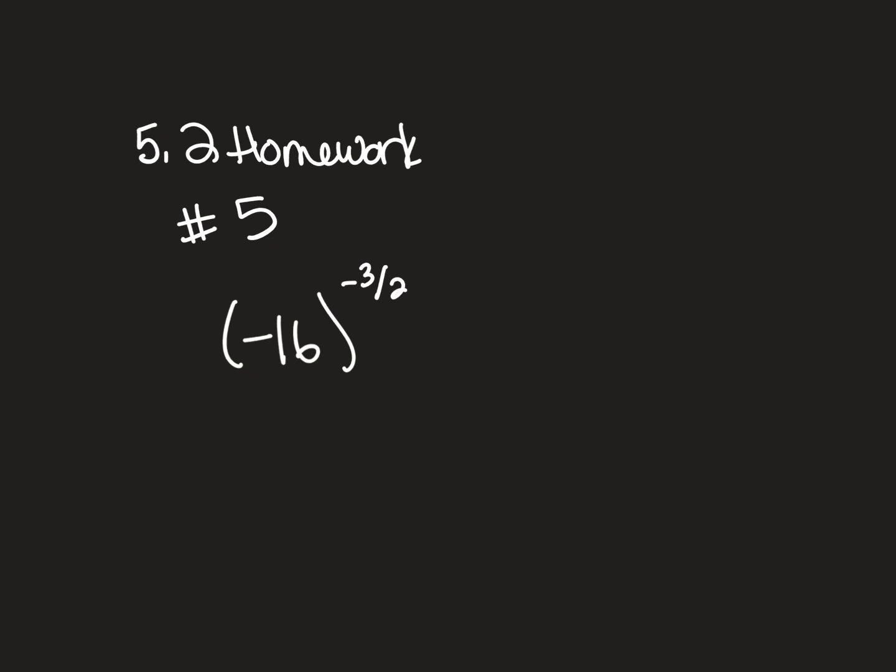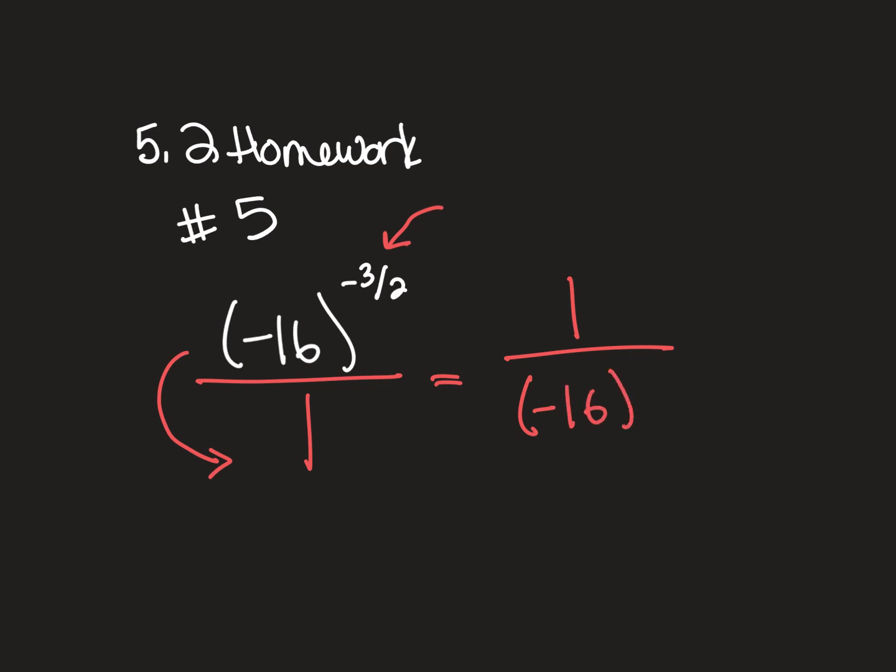In order to simplify this rational exponent, the first thing that I would do is get rid of this negative exponent by finding the reciprocal. So that means that the negative 16 is going to get pushed down to the bottom. It's still going to be in parentheses because the entire negative 16 is being raised to the 3 over 2 power. Notice my exponent is positive now.